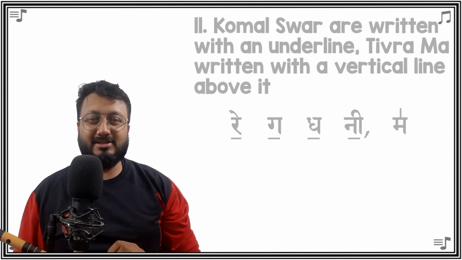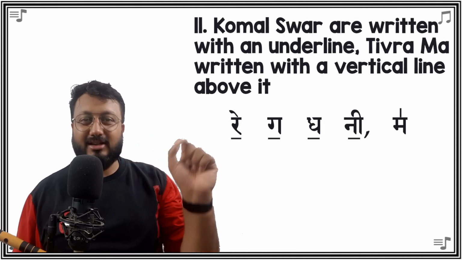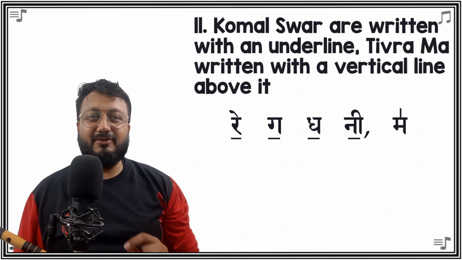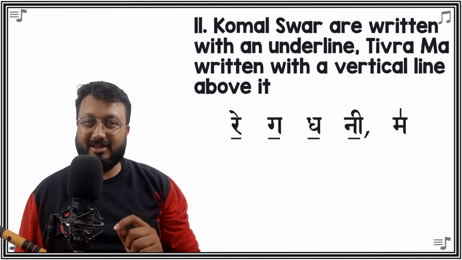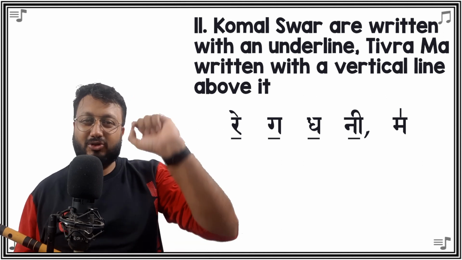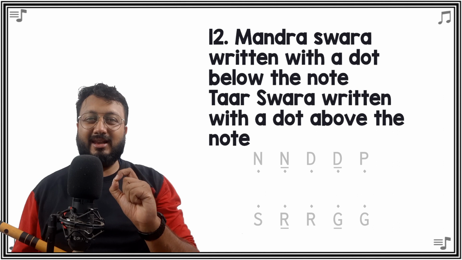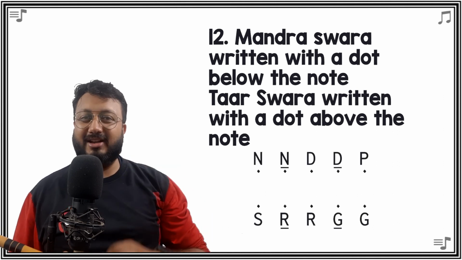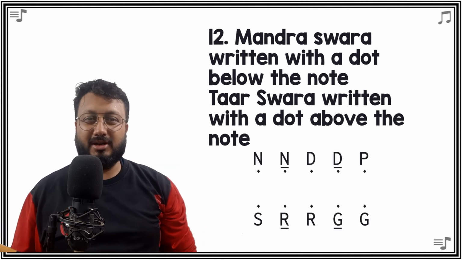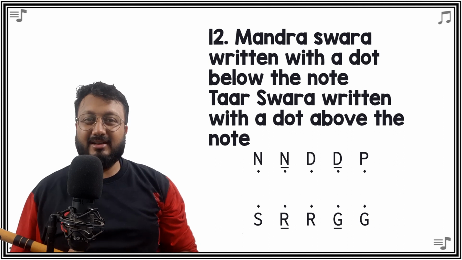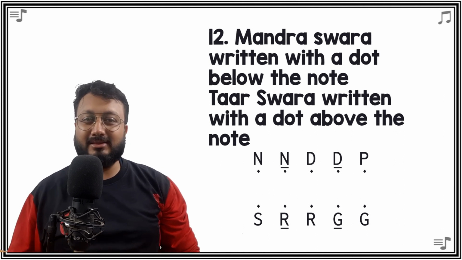The Komal Swaras are written with an underline below the note, whereas the Tivra Swara, Madhyam, is written with a vertical line on top of the note. The Mandra Swara are written with a dot below the note, while a dot above the note indicates that it is a Tar Swara. This is as per the Bhatkande Lipi.